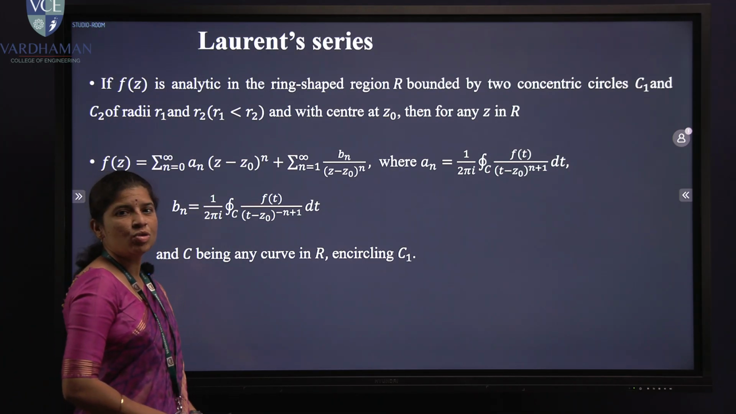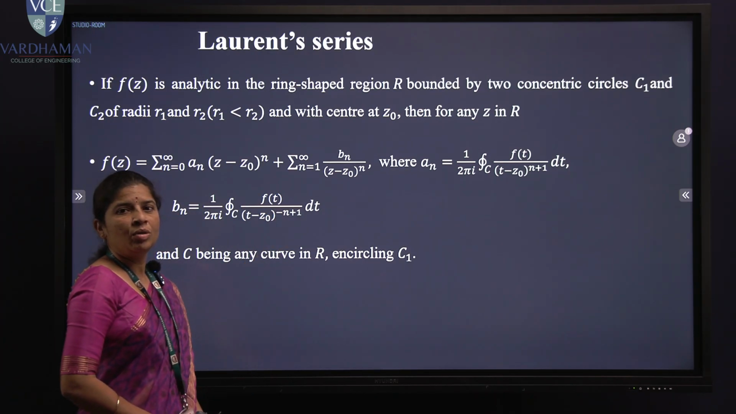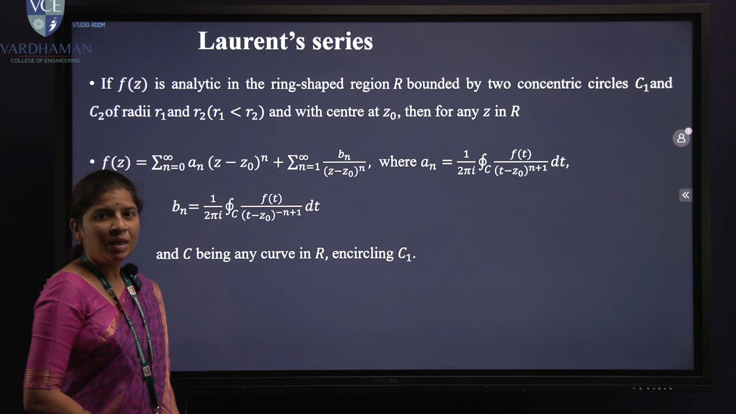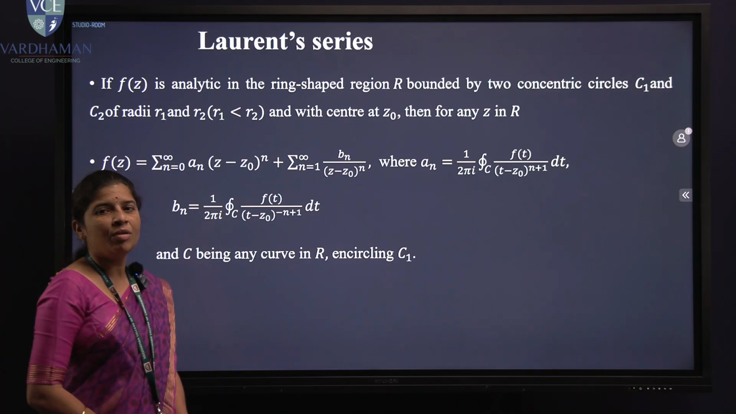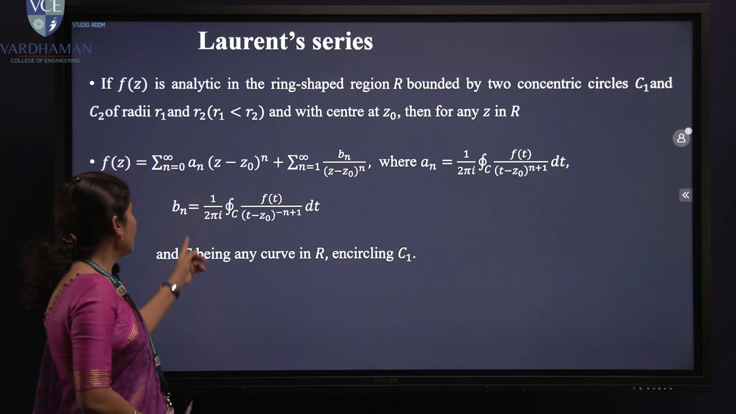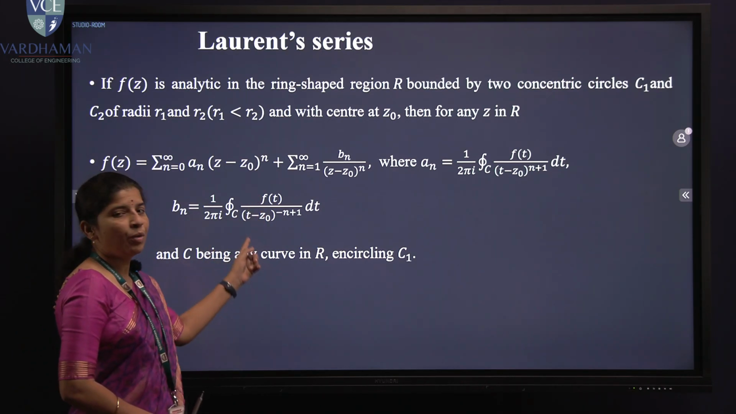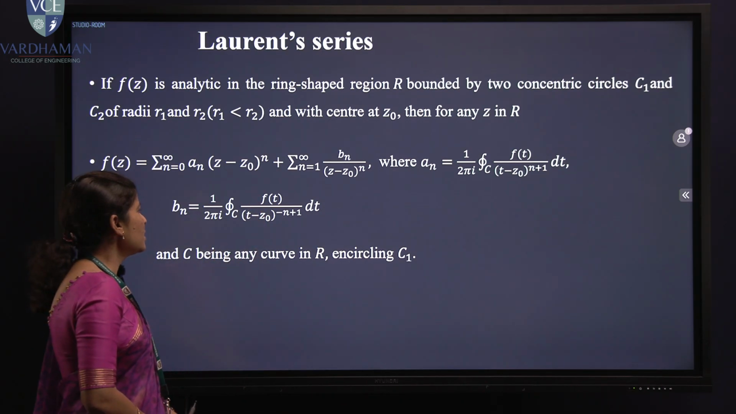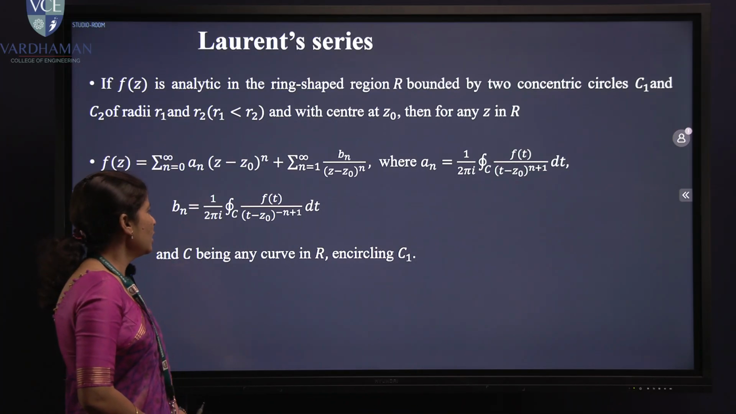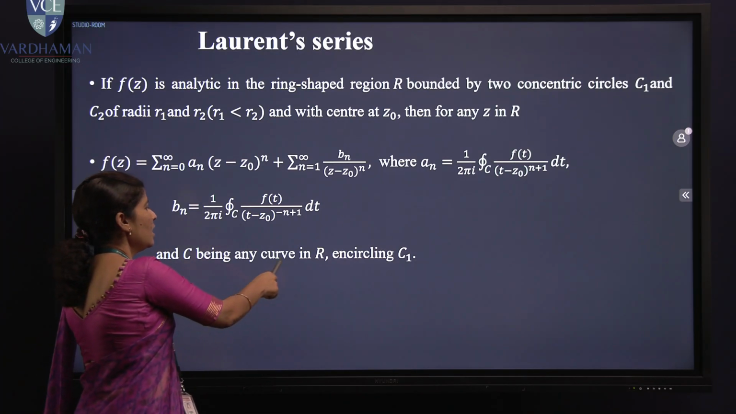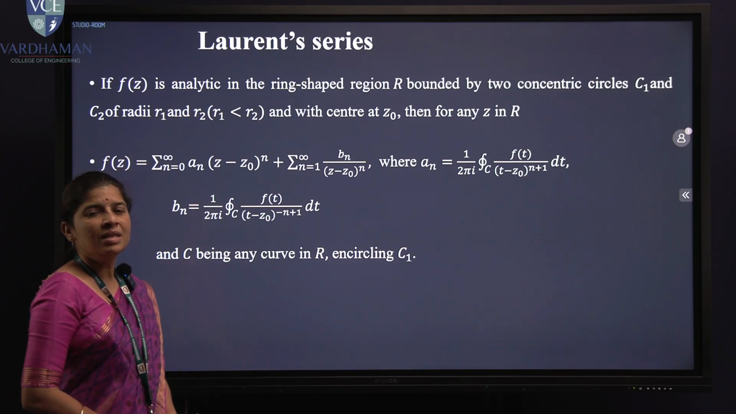where a_n is equal to 1 upon 2 pi i contour integral over C of f of t upon (t minus z0) to the power n plus 1 dt, and b_n is equal to 1 upon 2 pi i contour integral of f of t into (t minus z0) to the power of minus n plus 1 dt, and here C is any curve in R encircling C1.